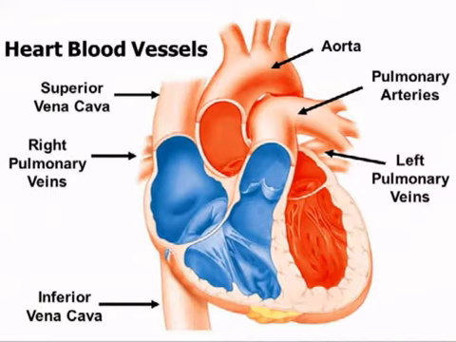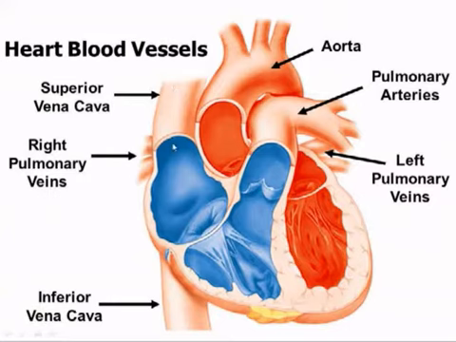Now let us see the various blood vessels which are connected to our heart. I'll just introduce the various blood vessels which are connected to the heart. They are the superior vena cava, inferior vena cava, pulmonary veins, pulmonary arteries and aorta. So we'll see what these various blood vessels are doing. The superior vena cava is a blood vessel which is transporting deoxygenated blood from the upper part of your body.